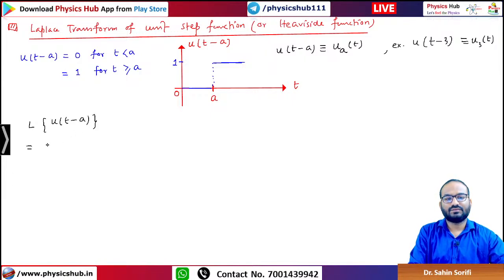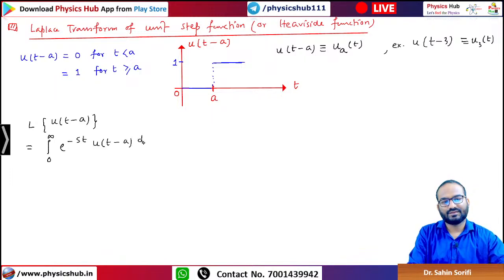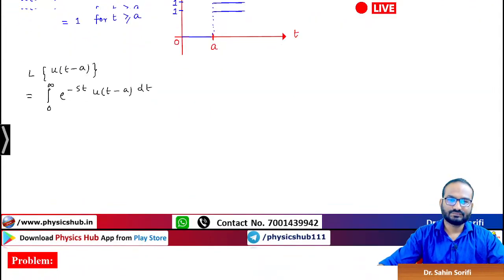So if you do not know, just use the original formula, the main formula: the integral from 0 to infinity of e to the power minus st, f(t) dt. So f(t) is u(t minus a), dt.